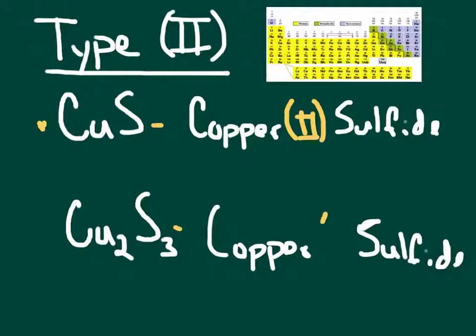This one down here is copper. Okay, I made a mistake when I was writing my formula. It's actually copper 1. Let's ignore this 3 right here. This should be copper 1. I wrote my formula wrong. I apologize, but it should be copper 1. So since there are 2 coppers to 1 sulfur, that means your copper's got to have a 1+ charge. So let's take a look at that.